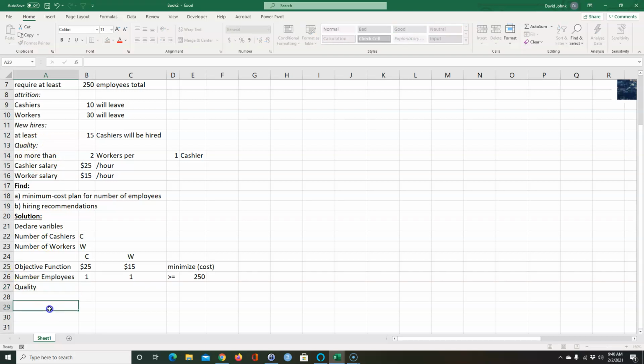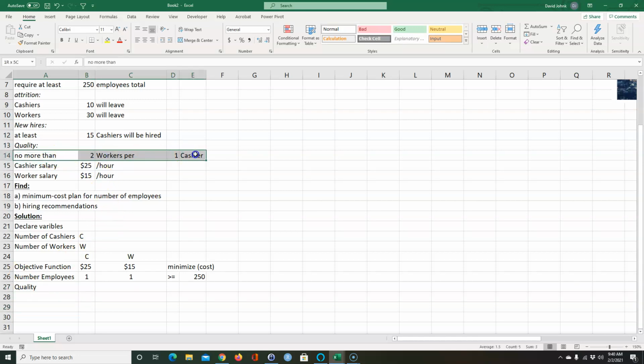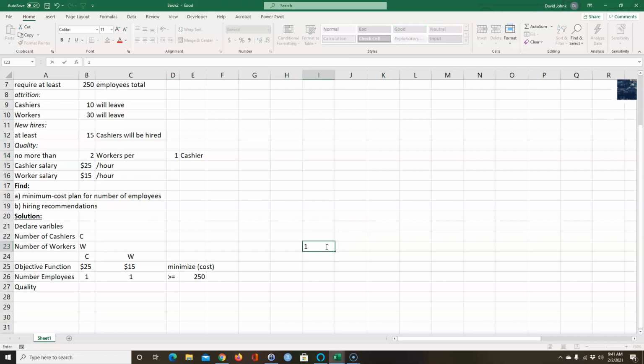And so this one's a little bit weird. It says no more than 2 workers per cashier. So how are we going to put this in? Well, I'm going to do it this way and it'll make sense in a second. I'm going to do it over here to the right before we put it in down here. So I can say 1 times the number of workers. Well, let's see if this works. Is less than or equal to. I've done this enough times so it's kind of counterintuitive of what you think.